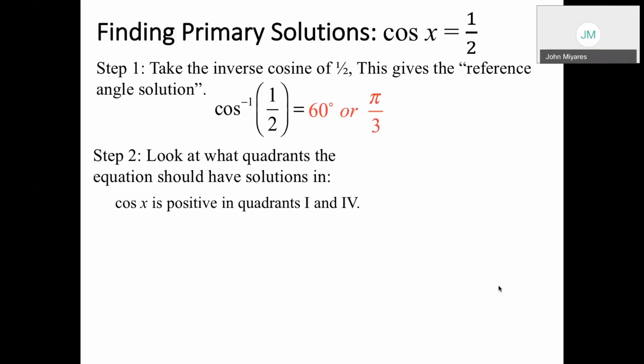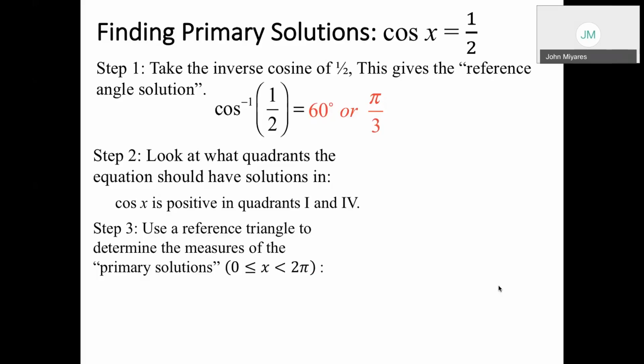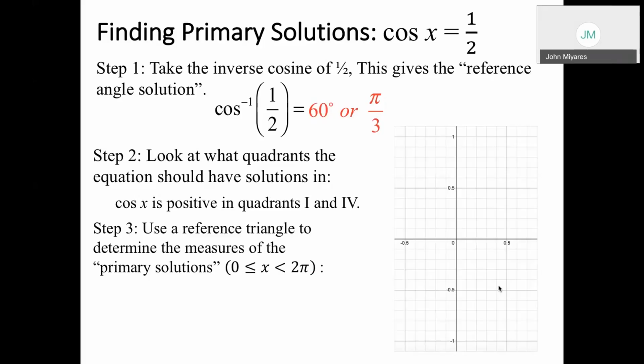So now we're going to draw a graph, not of a cosine wave, but of two reference triangles, one in quadrant 1, one in quadrant 4, that will represent the primary solutions to this equation. So I'll start by setting up my axes. I need to draw two angles in standard position, one in quadrant 1 and one in quadrant 4, such that the cosine of those angles, when I put in the reference triangle, will equal 1/2.